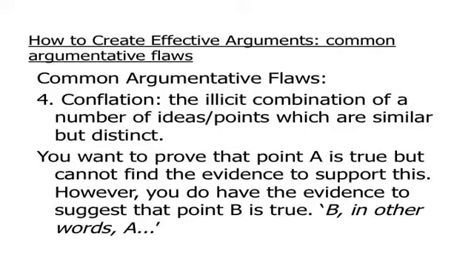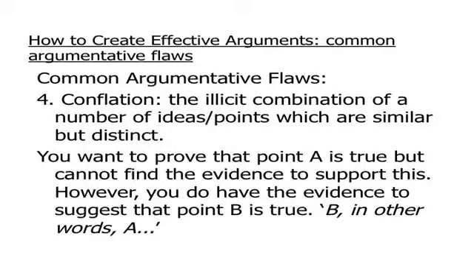So, say you want to prove point A is true, but you don't actually have the evidence to show that point A is true. You do, however, have the evidence to say that point B is true. Now, point A and point B are not exactly the same, but they're pretty close, and there's definitely a relationship between them. So what some students will try and do in this circumstance is they will conflate point A and point B. And they will say B, in other words, A, or B, that is to say, A. Let's have a look at how this would work in our example essay so that it makes a little bit more sense to you.